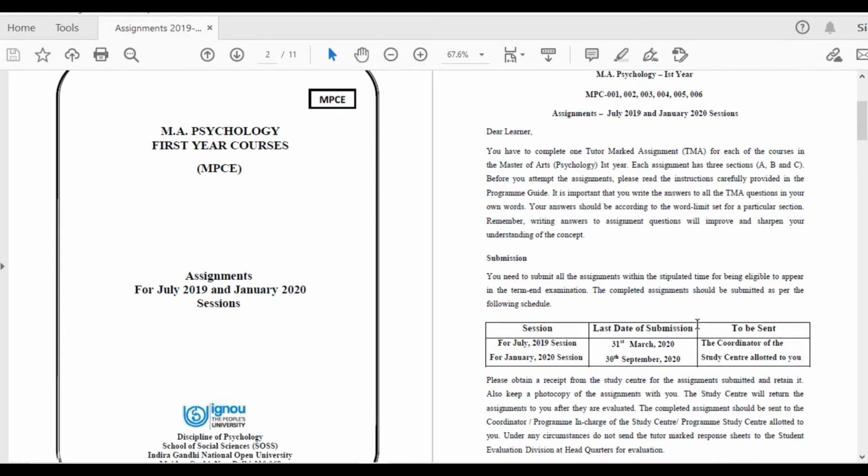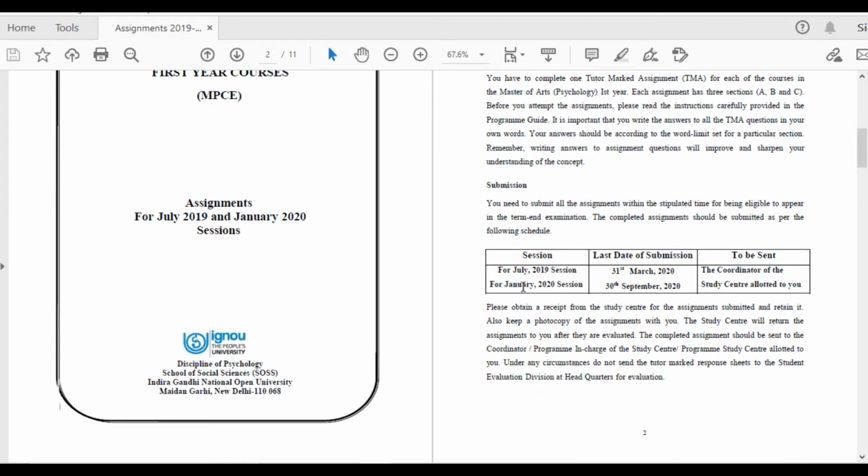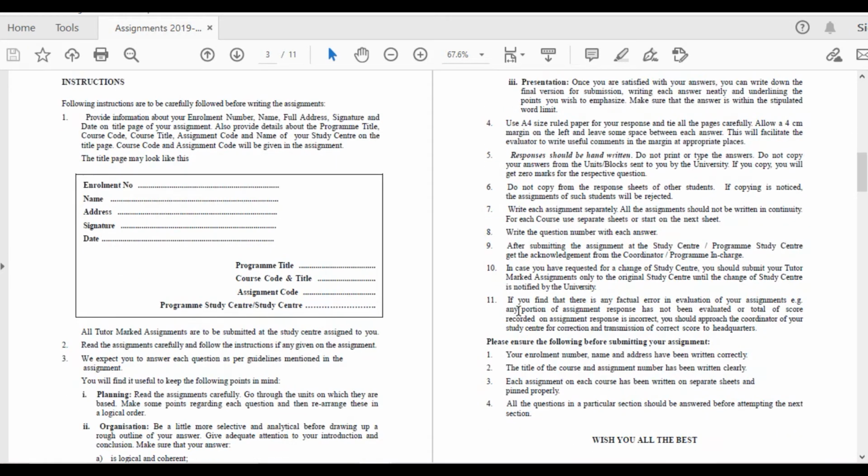So your submission dates will be mentioned here, and your session, that means if you belong to the July 2019 session, so that is the date of submission. If you belong to the 2020 session, then this is the last date of submission. Now the rest of the instructions.